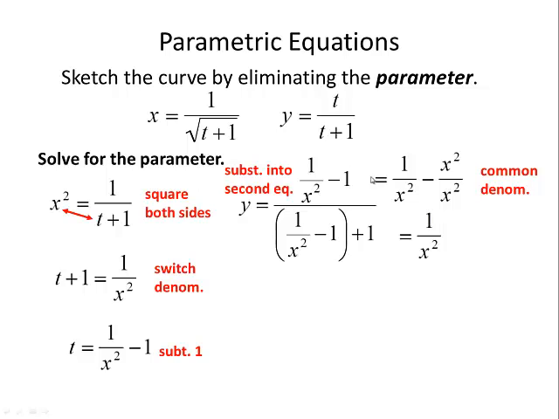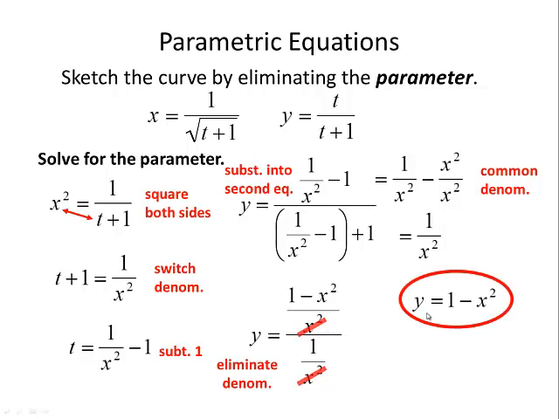Now this numerator gives me this, and this denominator over here gives me this. Now my y is equal to 1 minus x squared over my common denominator over 1 over x squared. Now these two denominators can be reduced away. So now I just have 1 minus t squared over 1, which is just 1 minus x squared.